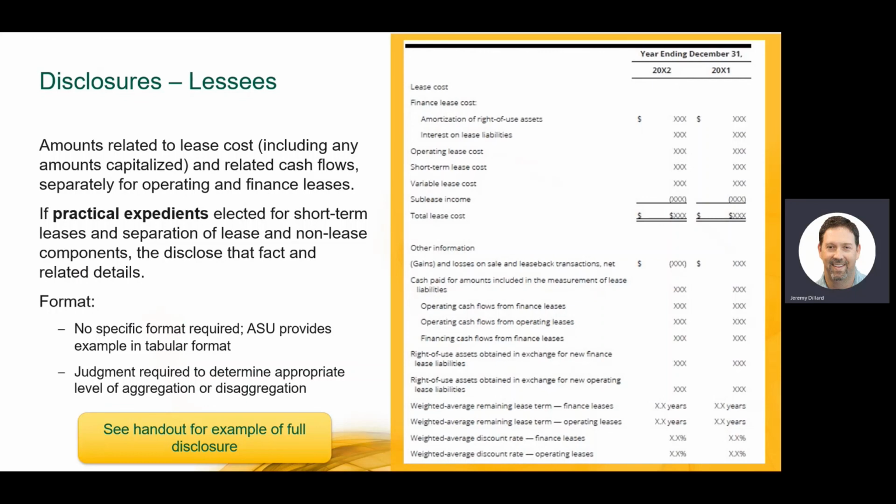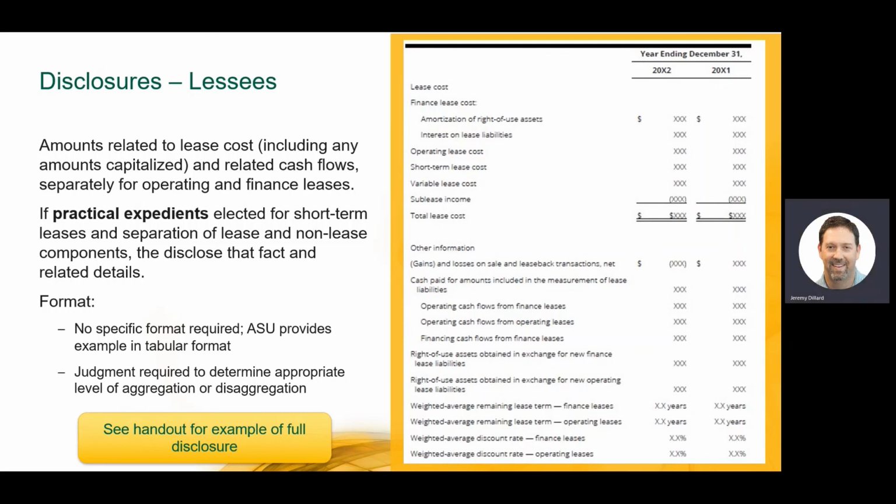Now, while Topic 842 does not require a specific format, it does provide an example as shown on this slide. As you can see, there's a lot of information in this example that can take a good deal of work for lessees to prepare, and that's why lease accounting software can be so helpful. For example, when looking at the sample table, you can see there's a breakdown on finance leases between amortization expense and interest expense, as well as a breakdown of rent expense related to operating leases into the various required components, including lease expense on long-term leases, short-term leases, contingent lease payments, and sublease payments received.